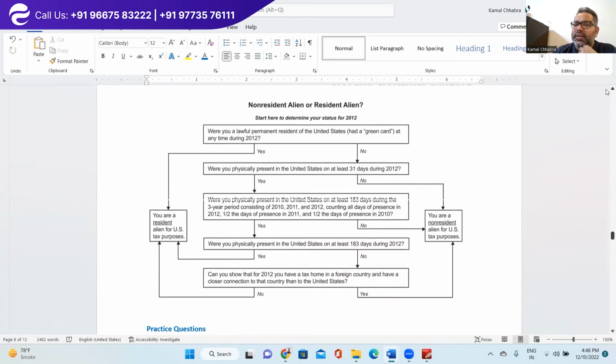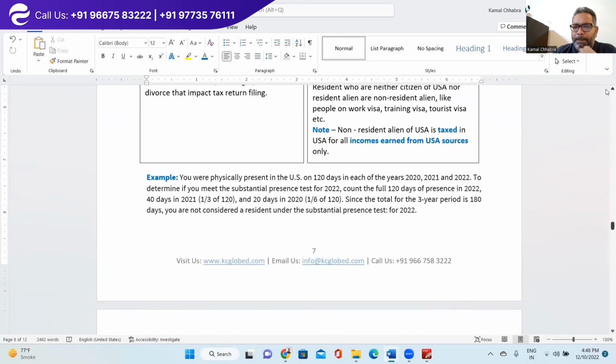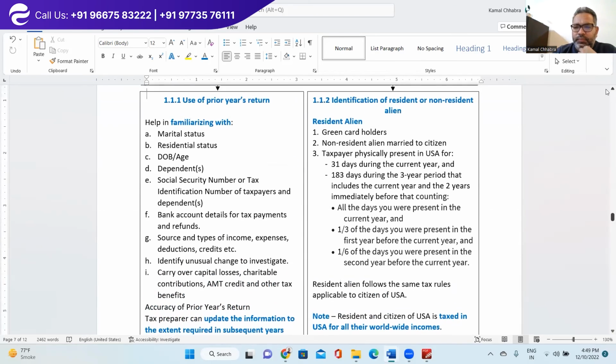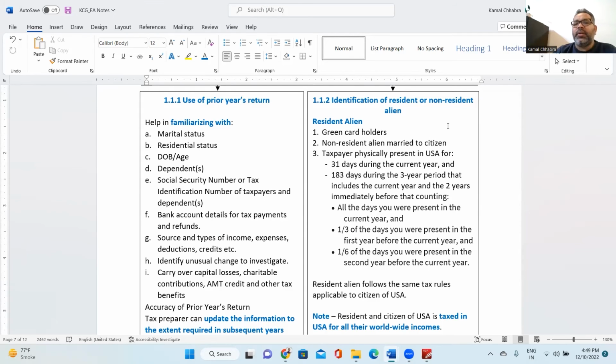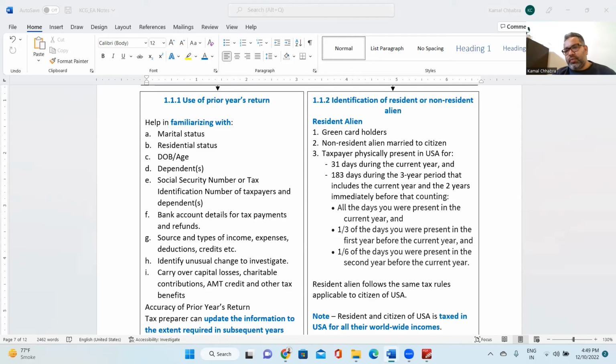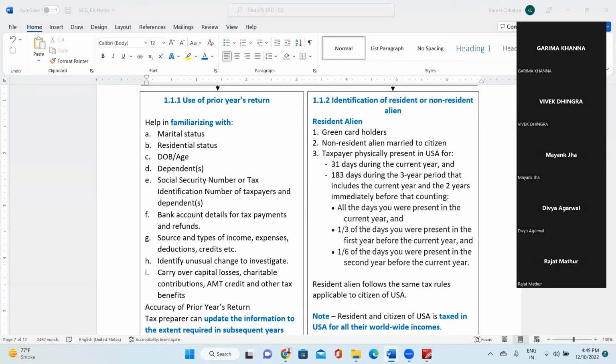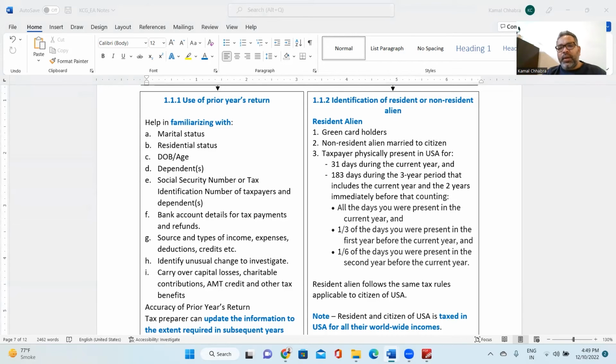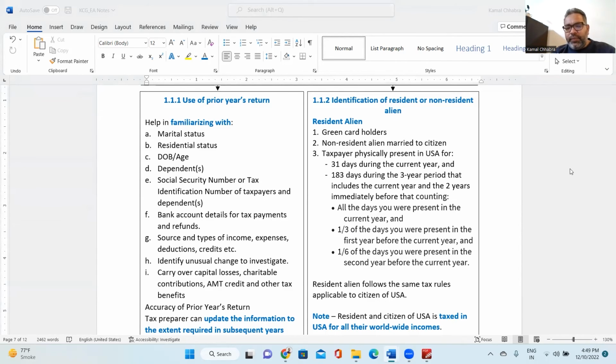But this is again summarizing what we have discussed over here in these 3 points. So whether you are a green card holder, if the answer is yes, then you are a resident. If you are a non-resident and you got married to a citizen, then you will be considered a resident. If you are a taxpayer physically present in the US for more than 31 days, then they will see the previous 3-year details also. In the previous 3 years, if you were in the US for more than 183 days, how will you be calculating 183 days? We have done a couple of examples also. Then you'll be considered as a resident.